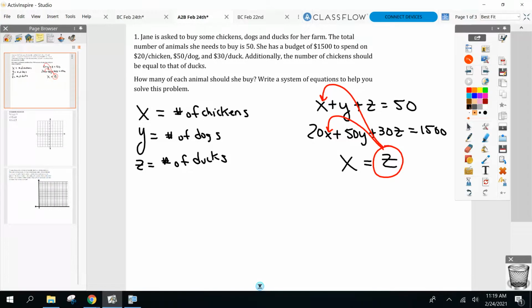Because they're the same, right? You can do that. Don't do both. Because the Z is the same as X, anywhere you see a Z, you can substitute an X.